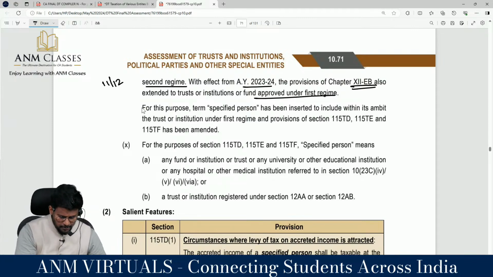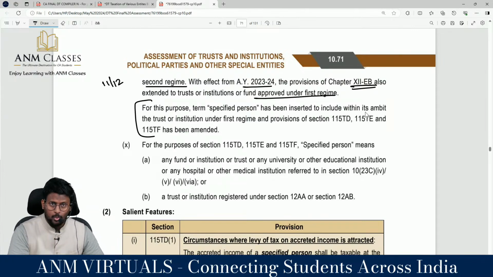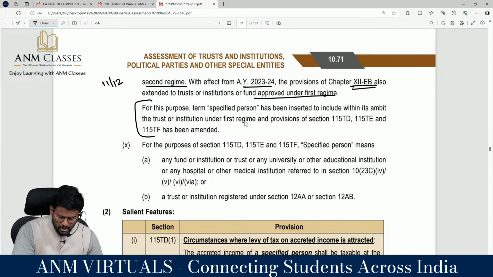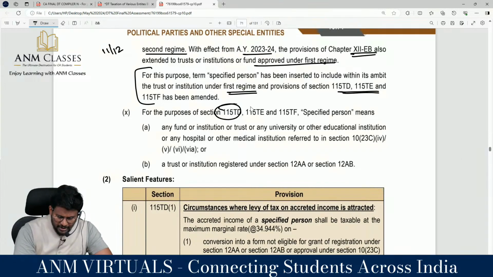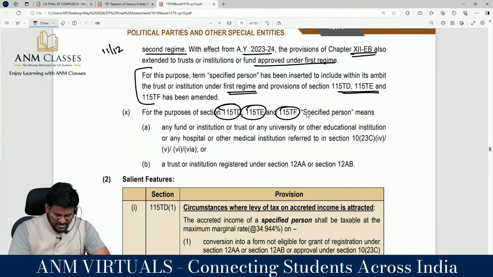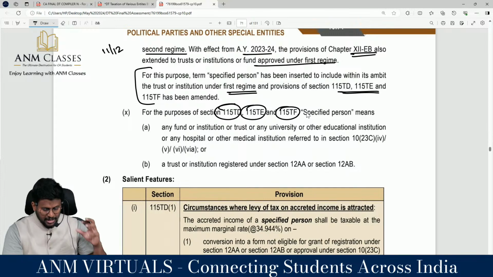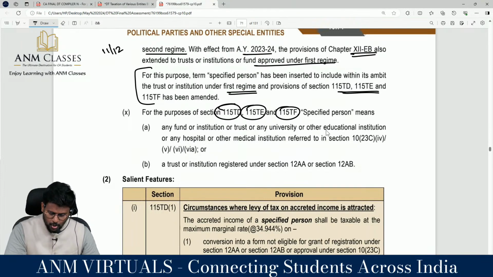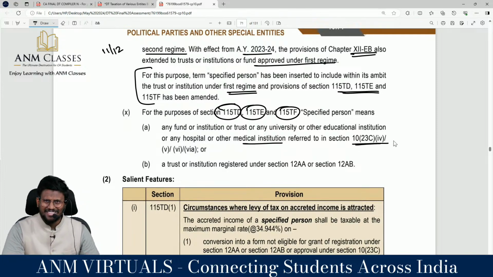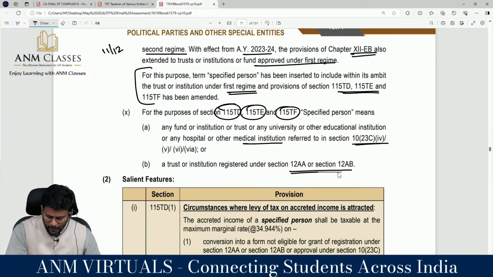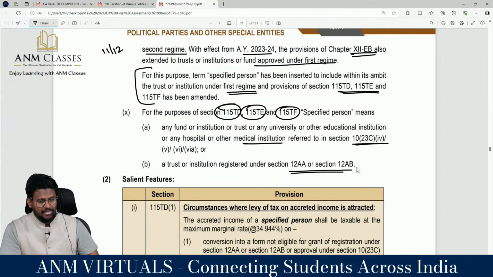This is an amendment in the Act. For this purpose, the term specified person has been inserted to include within its ambit the trust or institution under the new regime, and the provisions of 115TD, 115TE and 115TF have been amended. For the purpose of 115TD, TE, TF, specified person means any fund or institution or trust or any university or other educational institution or hospital or other medical institution referred to under 10(23C) class 4, class 5, class 6 and 6A, or a trust or institution registered under 12AA or 12AB.